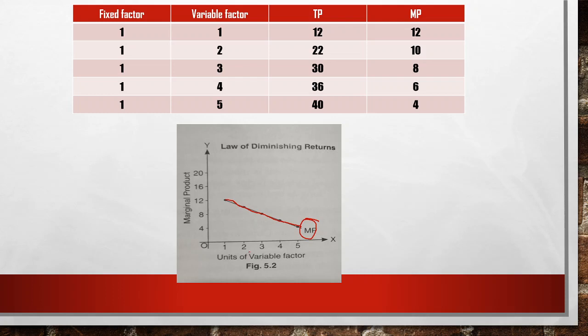Students, marginal product falls when more and more units of the variable factor, here suppose labor, are employed with the fixed factor land. This law considers only the falling phase of MP and ignores the phases of increasing MP and negative MP. So this law considers only the second phase of the law of variable proportion.